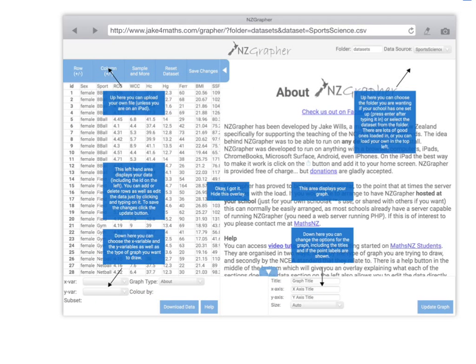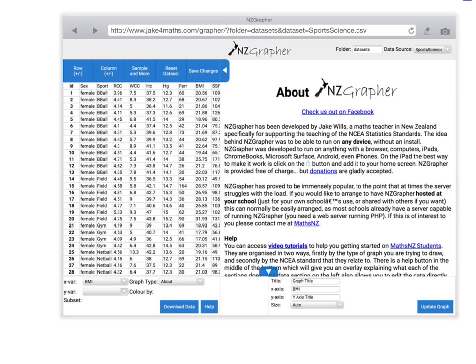The best way to get a dot plot is to use NCGraph. So what I'm going to do is come in here. I've got NCGraph loaded up here. I'm going to use the sports science data set because I think that's a really good data set to use for what I'm wanting to do. I'm going to look at BMI, which is the body mass index, effectively how heavy someone is for their size, not necessarily how fat they are. And then I'm going to separate it by gender because I know that's going to work quite nicely. And I'm going to select a dot plot.